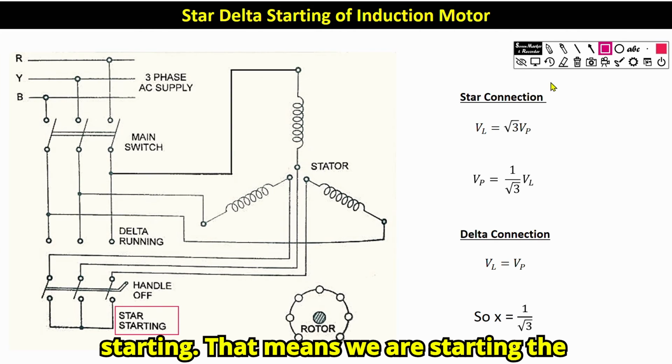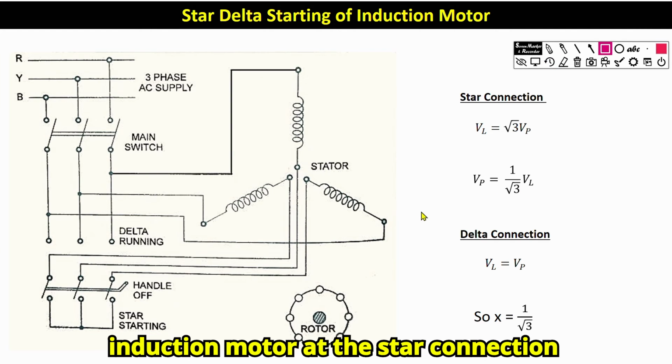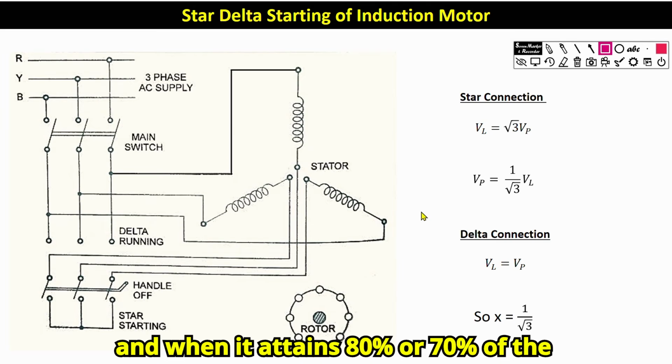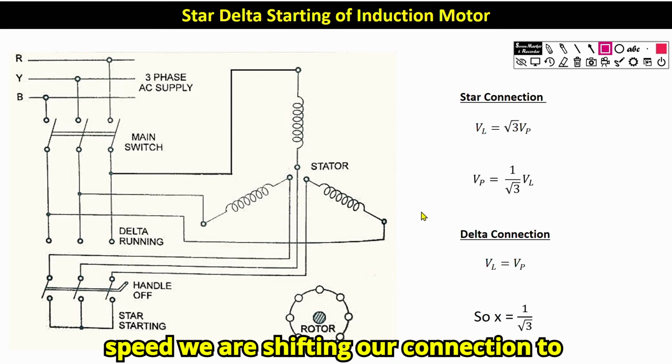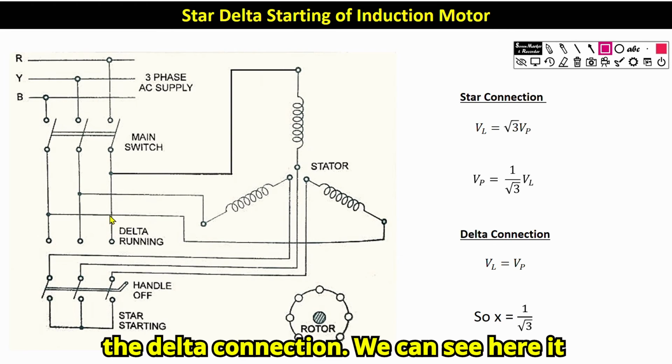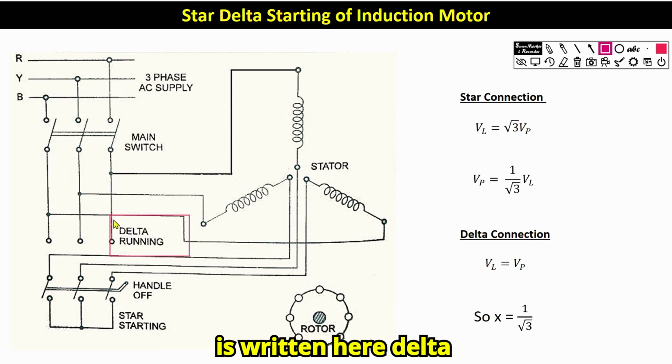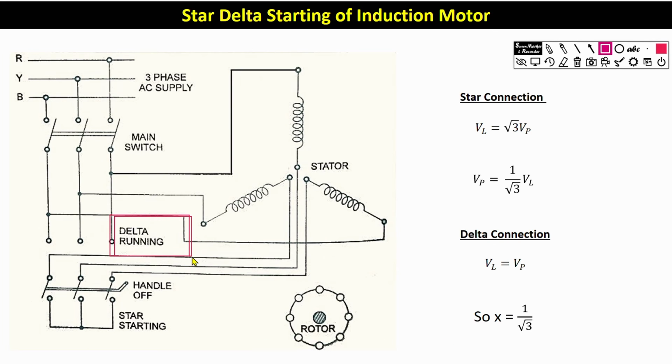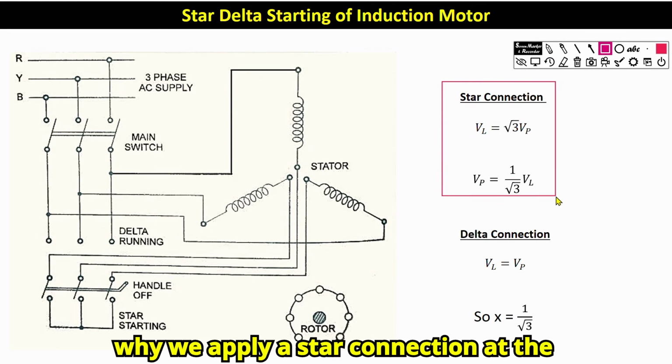That means we are starting the induction motor in the star connection, and when it attains 80% or 70% of the speed, we are shifting our connections to the delta connection. You can see it is written here, delta running.